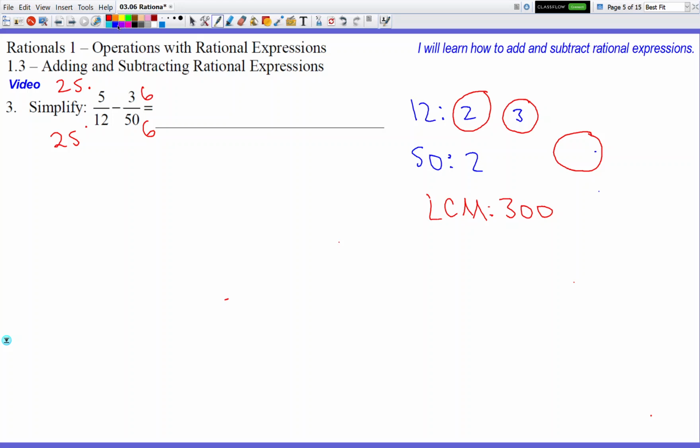Okay? So hopefully you guys like that trick. All right, so my new fractions are 125 over 300 minus 18 over 300. And since they have the same denominator, you were taught back in your other math classes that you can just subtract 125 minus 18 and you get 107 over 300. And there's your final answer. Okay? All right, moving on.